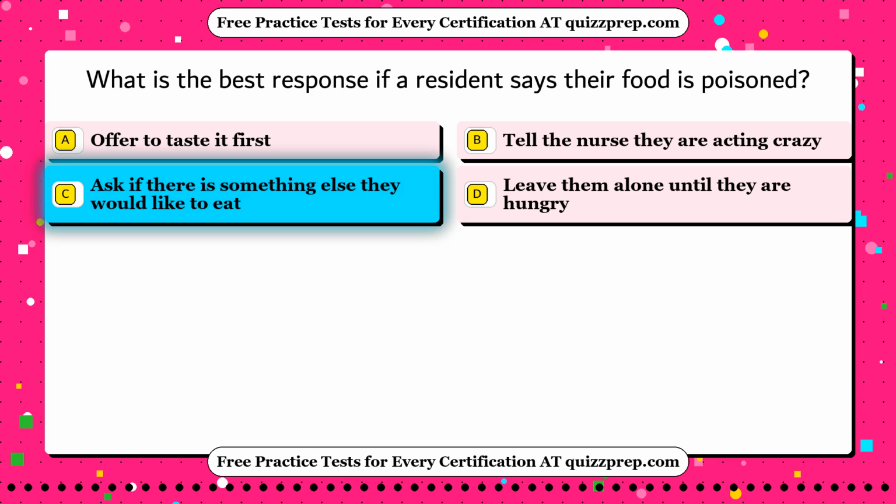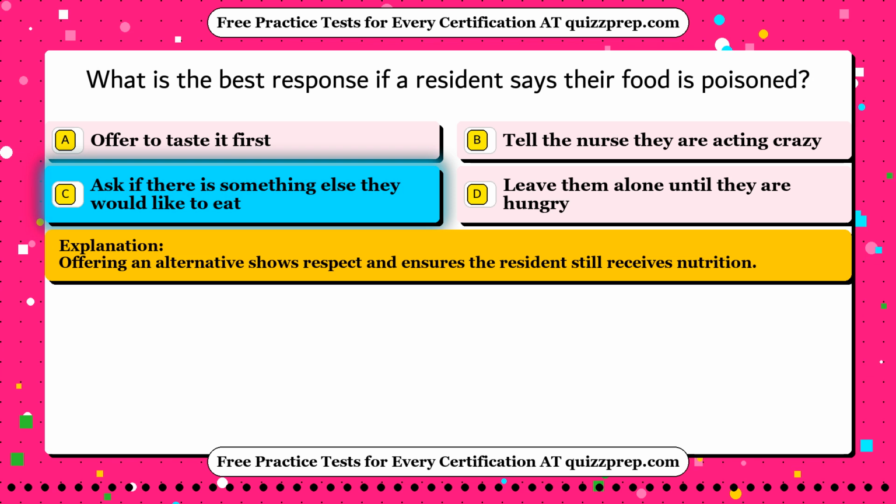The correct answer is option C, ask if there is something else they would like to eat. Offering an alternative shows respect and ensures the resident still receives nutrition.